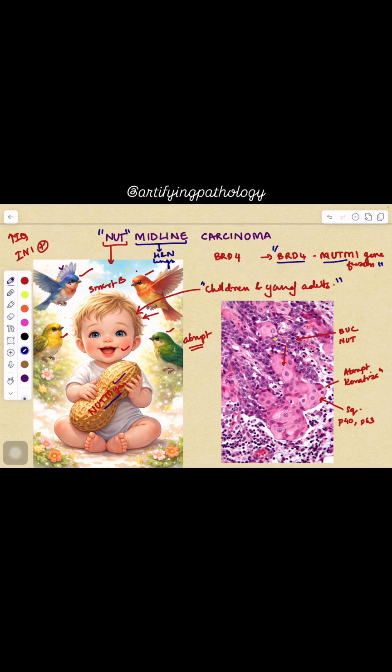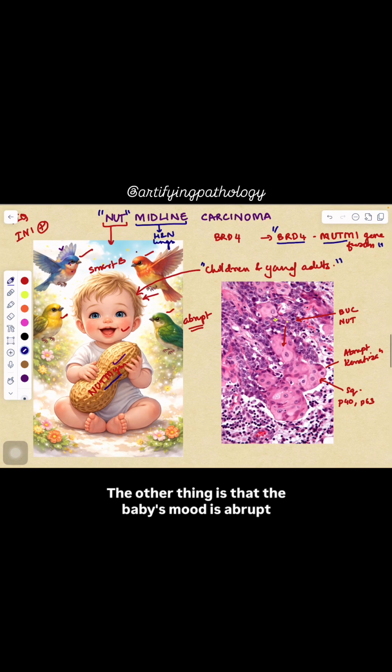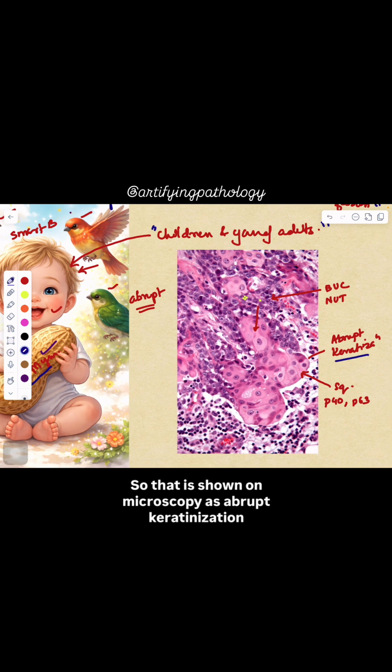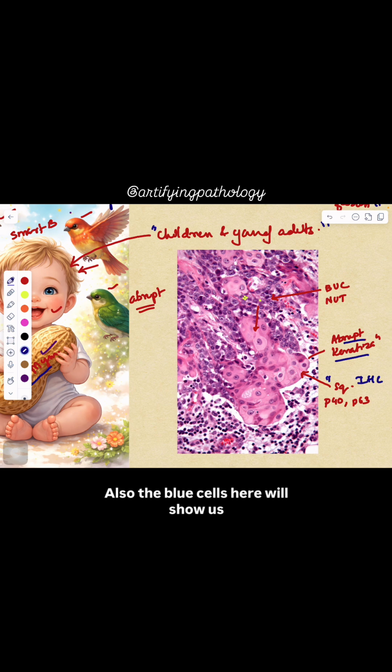The other thing is that the baby's mood is abrupt. One moment they are crying, the other moment they are laughing. So that is shown on microscopy as abrupt keratinization, and for that we will be using IHC, that is P40 and P63. Also the blue cells here will show us that if we do IHC of NUT, there is going to be nuclear staining, speckled appearance.